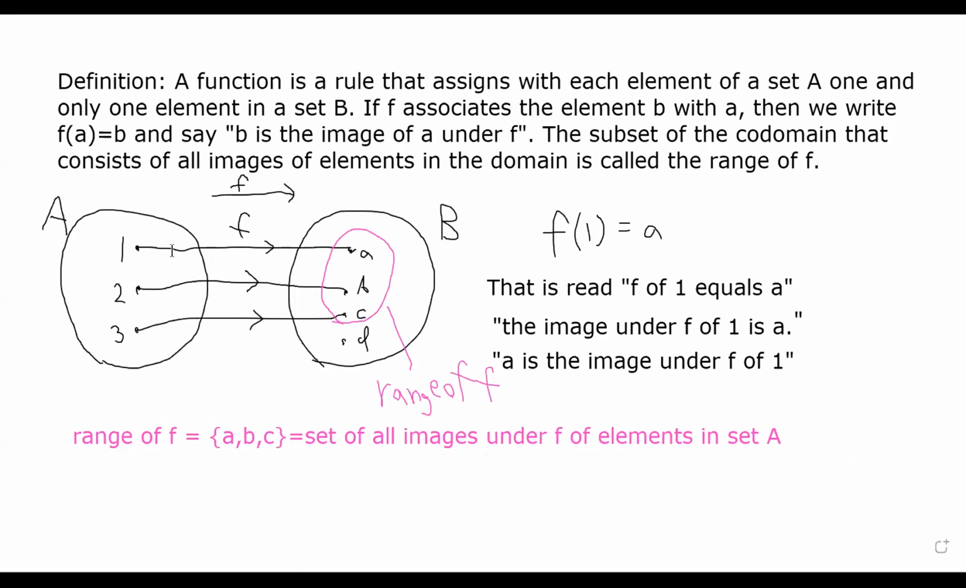Set A is its domain. And so if you take the set of all images under F of elements in the domain of that function, you get the range. So here, the range of F is A, B, C. See how nothing gets mapped to D. So D is not in the range of F. So that's an example of the range of F.